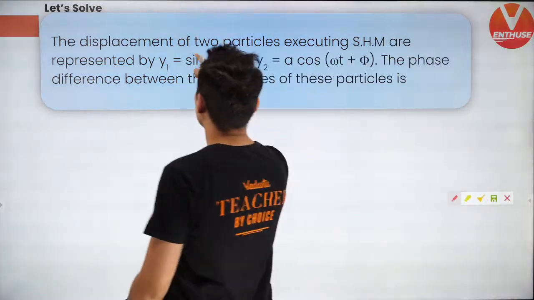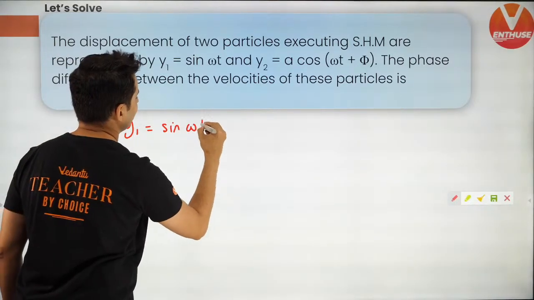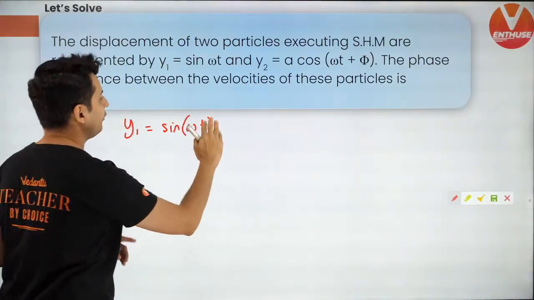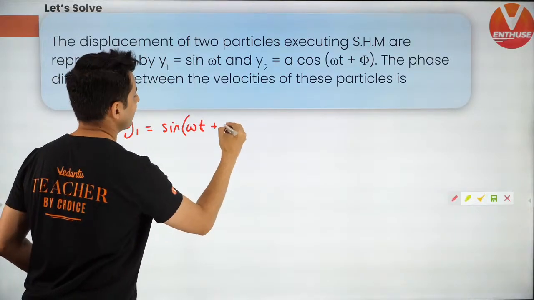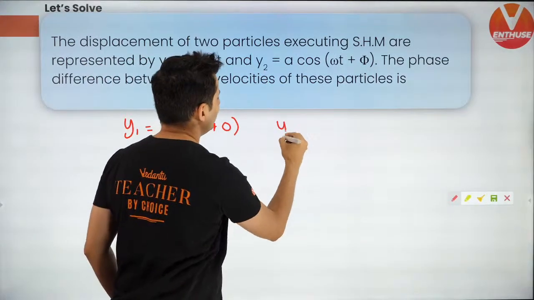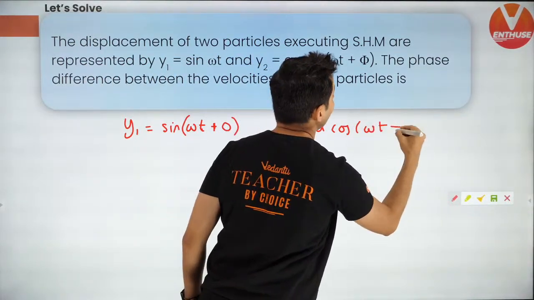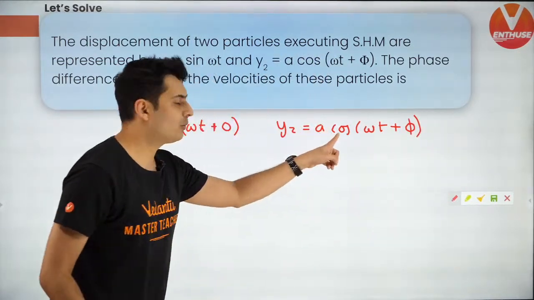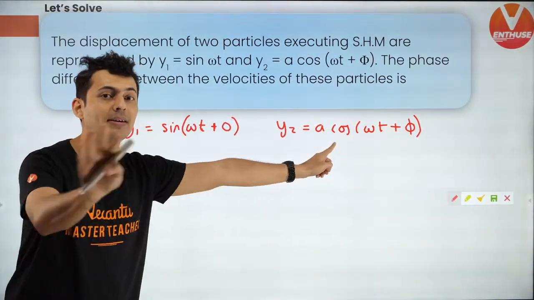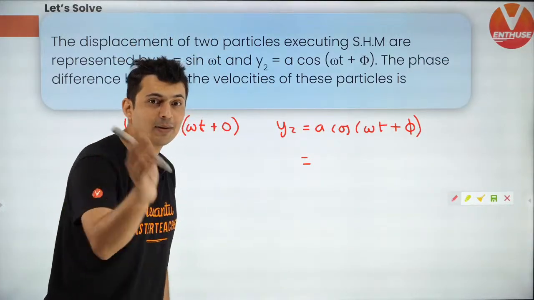First of all, y1 is sine omega t, just that. There is no phi in that. That means it is plus 0. It's as good as putting 0 over there. What is y2? y2 is a cos omega t plus phi. Now be very careful. Most of you would have forgotten that there is a cos, not a sine. So that creates a big difference.